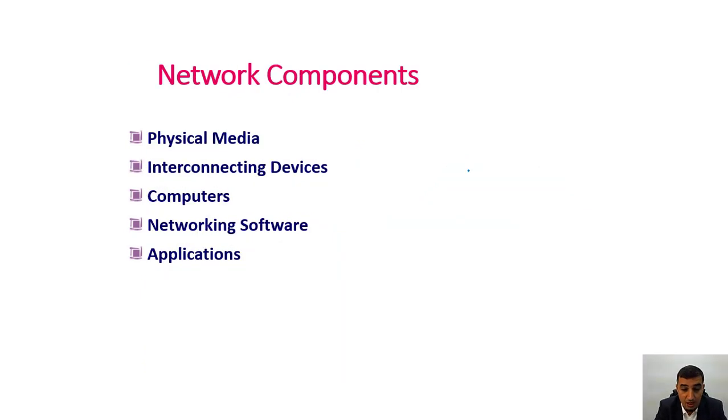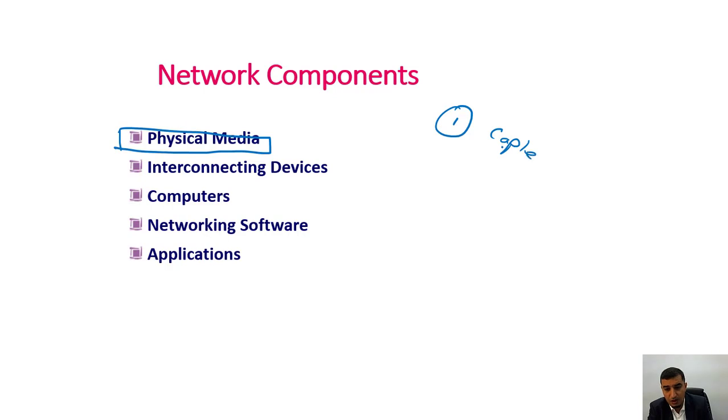Now, what are the components of a network? First of all, you have the physical media. The physical media, how am I going to connect to the internet? Option 1 is through cable. Option 2 is through Wi-Fi. Option 3, Bluetooth.